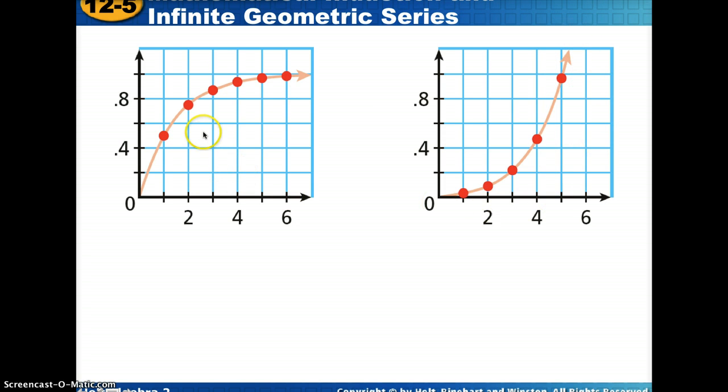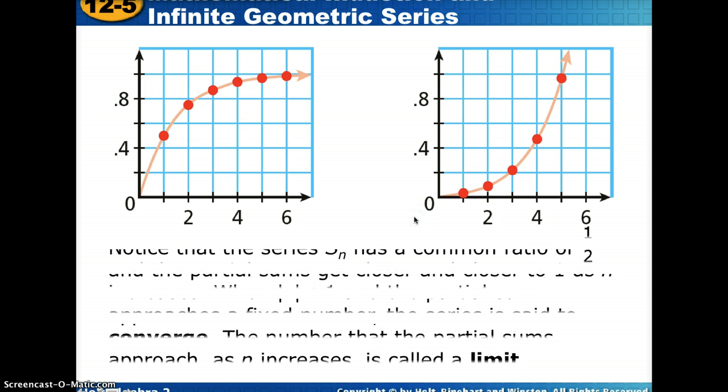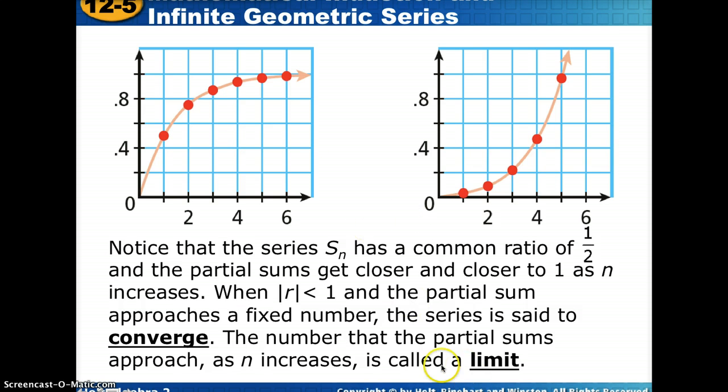The first one is an example of convergence, and the second one is an example of divergence. Convergence means it converges on a certain number. In this case, we can see it's 1. Divergence means that as n gets bigger, y just keeps getting bigger and bigger and faster, and goes up without a limit. So the first one, converging, has a limit, which is y equals 1.